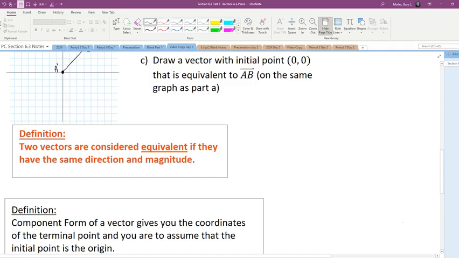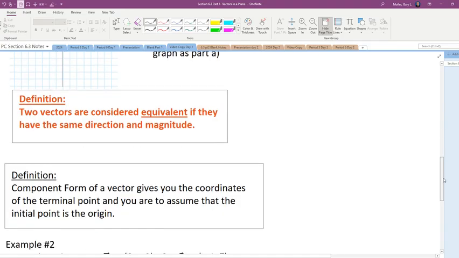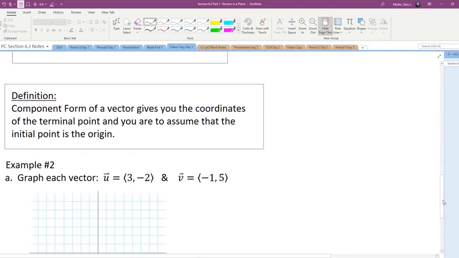Definition: another way you can talk about vectors, instead of where they start and where they end, is we can talk about what's known as the component form of a vector. That gives you the coordinates of the terminal point, and we are assuming that the initial point is the origin. Okay, so let's take a look at what that means. All right, so this is the notation for component form.